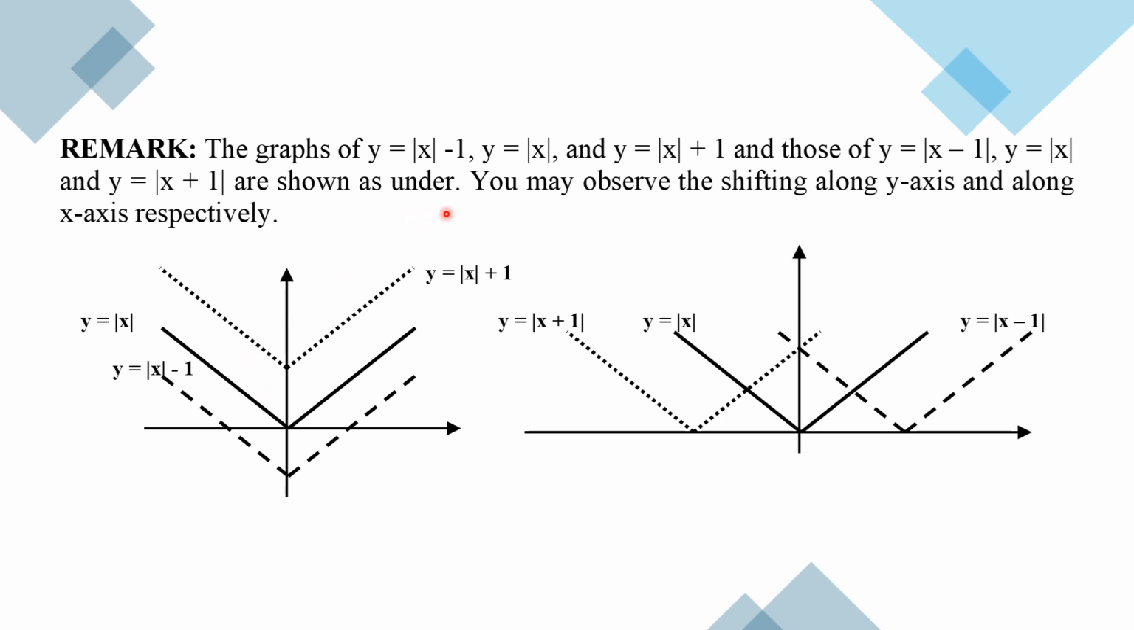You can also write the graph of y equals mod x minus 1. Just take the graph one unit below that. So this is the graph of y equals mod x minus 1. And for the graph of y equals mod x plus 1, just take one unit upward of the graph of y equals mod x. Similarly, for y equals mod of x plus 1, just take one unit to the right hand side of the graph y equals mod x, and for y equals mod of x minus 1, take one unit to the left side of the graph y equals mod of x.